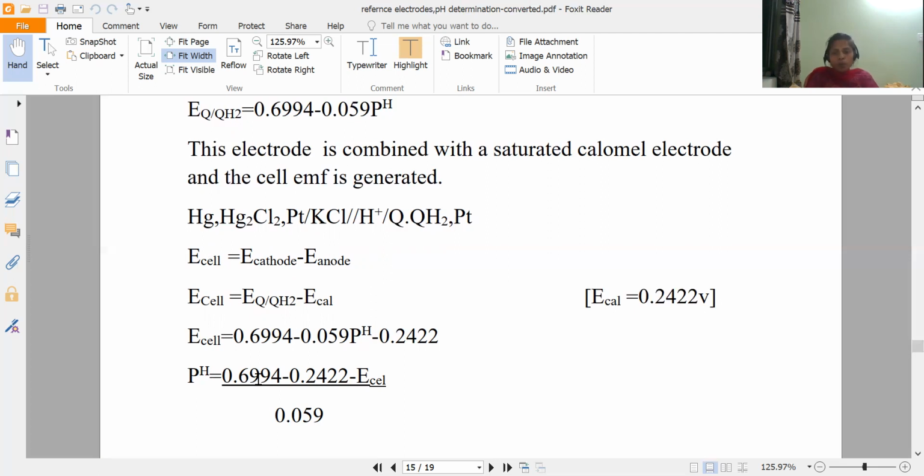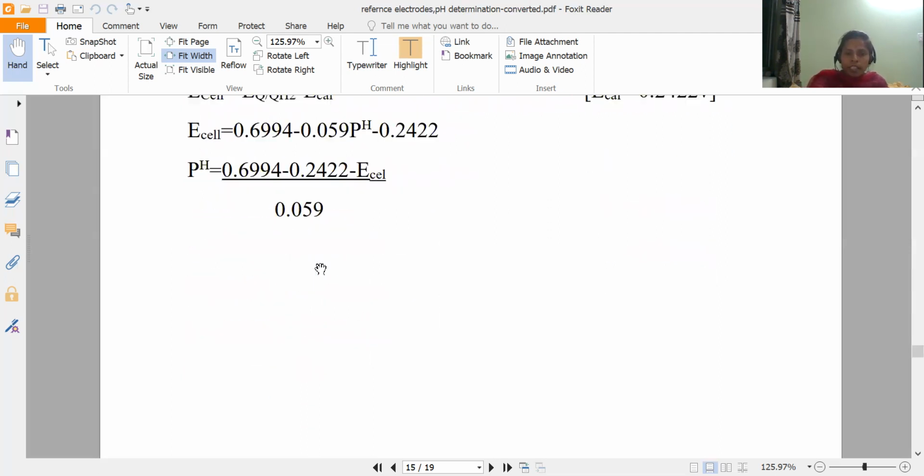Let us see 1 or 2 numericals based on the EMF, because till now we have not seen the EMF numericals. But let us just recall what is EMF. EMF is nothing but the potential difference between the two electrodes. Electromotive force is defined as the potential difference between the two electrodes. What is the formula of EMF or E cell? E cell is equal to E cathode minus E anode. Also we can write E naught cell is equal to E naught cathode minus E naught anode. Let us see 1 or 2 numericals.